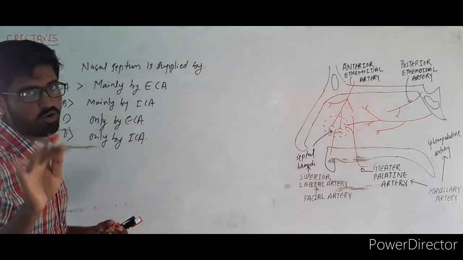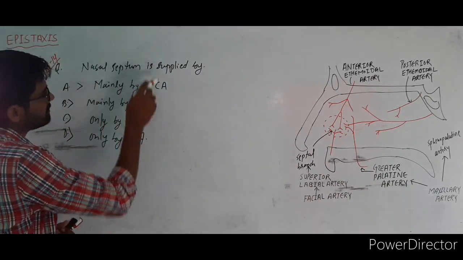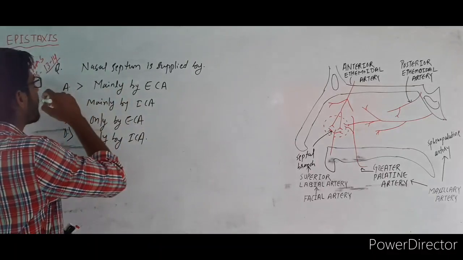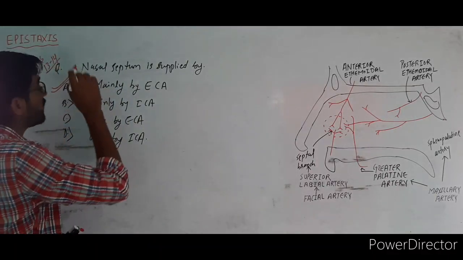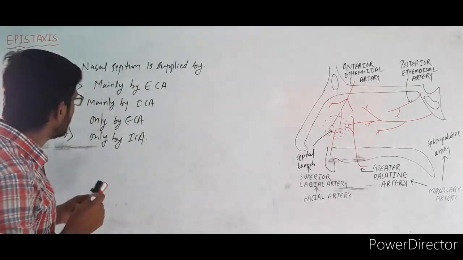Your time is over. Now tell me, the nasal septum is mainly supplied by... The correct answer is mainly by the external carotid artery. Very important question, please make a note of this.